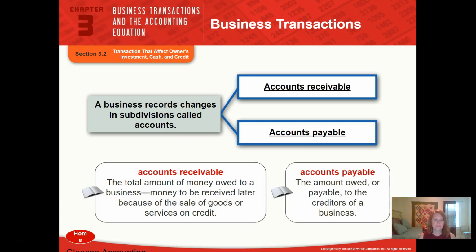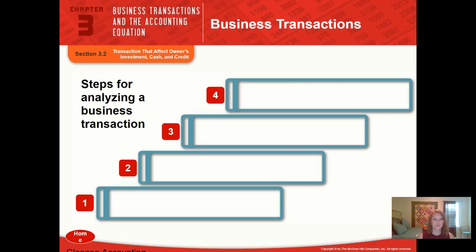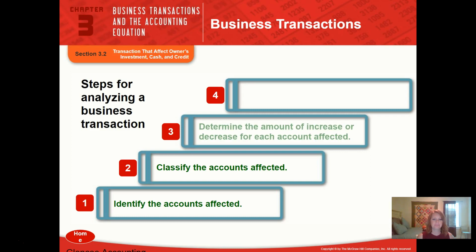And I just went over that. So, all right, these are the first 4 steps in analyzing your business transaction. First of all, you're going to identify the accounts affected. You'll then classify the accounts affected into asset, liability, or owner's equity. You'll determine if they increase or decrease. And then you're going to make sure that the accounting equation remains in balance.